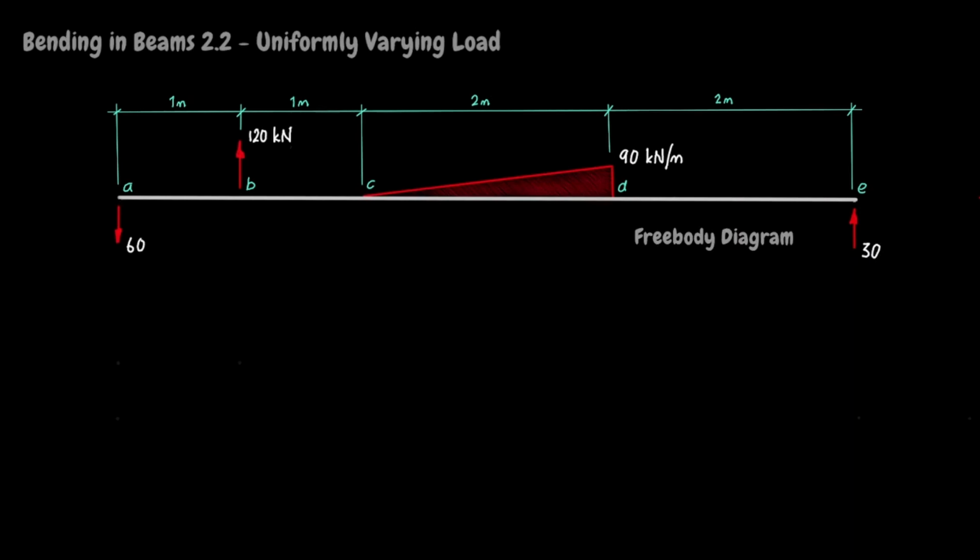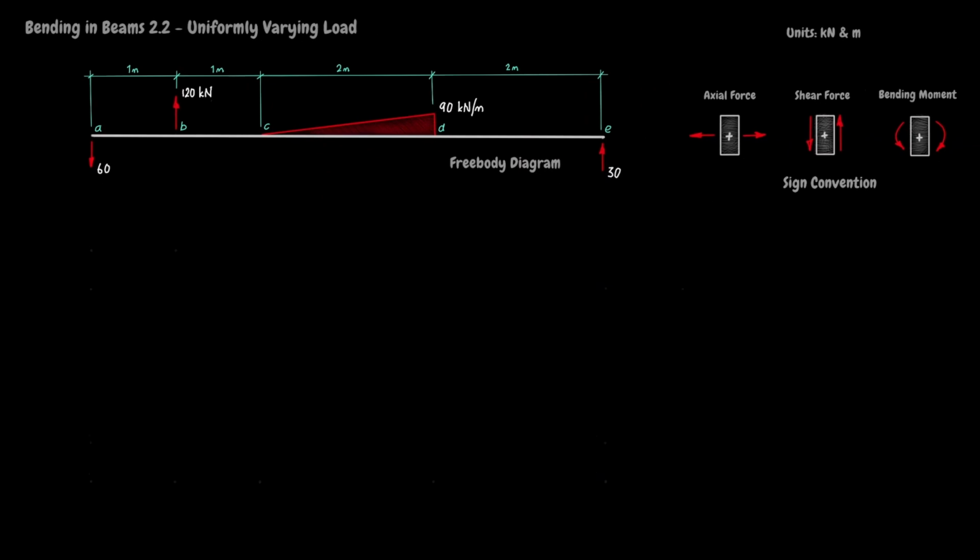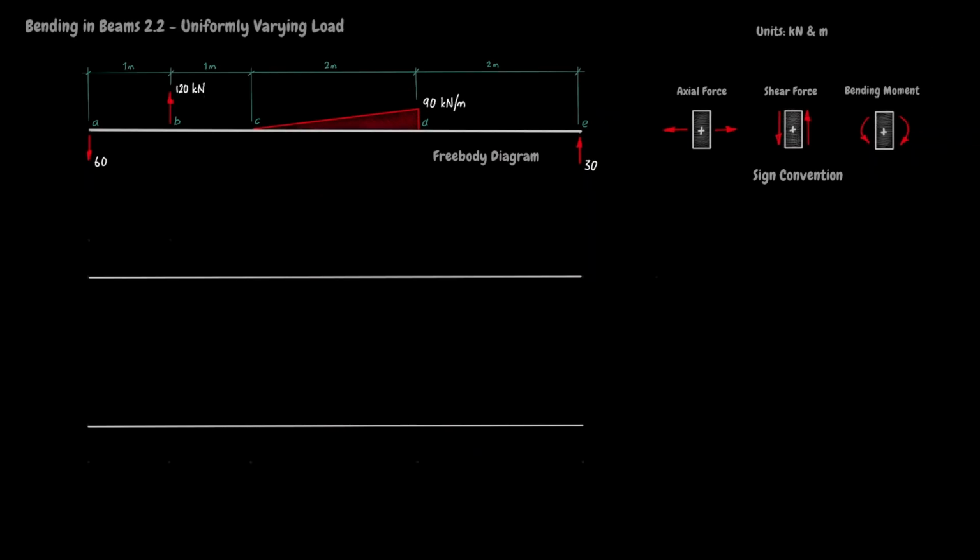Inspection of the free body diagram shows there are no axial forces in the beam, so there's no need to draw the axial force diagram. Drawing the axial force diagram is not wrong, it's just not very interesting. Start by drawing baselines for the shear force and bending moment diagrams, and take this opportunity to drop faint vertical lines from the key points on the free body diagram.